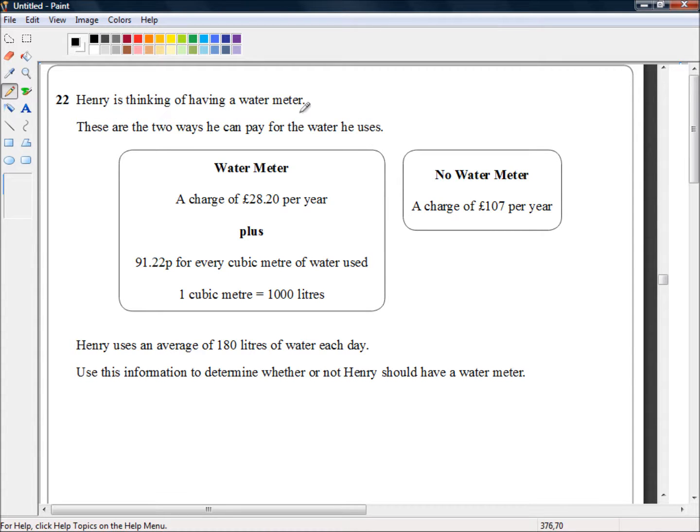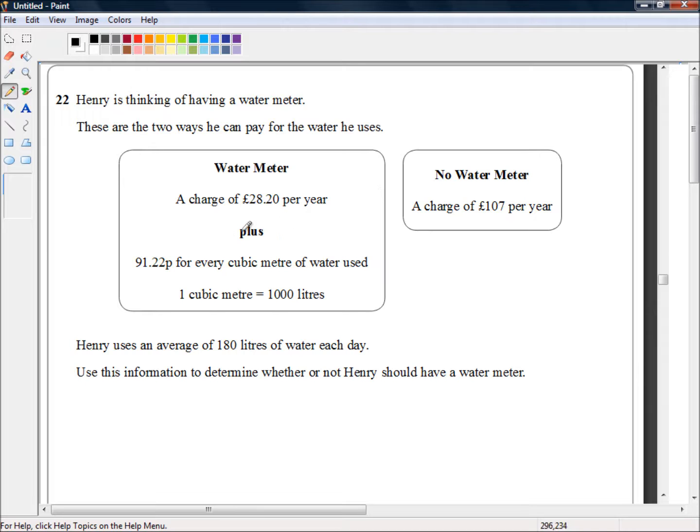Henry is thinking of having a water meter. There are two ways he can pay for the water he uses. With a water meter, he has a charge of £28.20 per year plus 91.22 pence for every cubic metre of water used. 1 cubic metre is equal to 1,000 litres. Henry uses an average of 180 litres of water each day. Use this information to determine whether or not Henry should have a water meter. If he doesn't have a water meter, he has to pay £107 per year. So now the question is, is it cheaper for him to have a water meter or not?